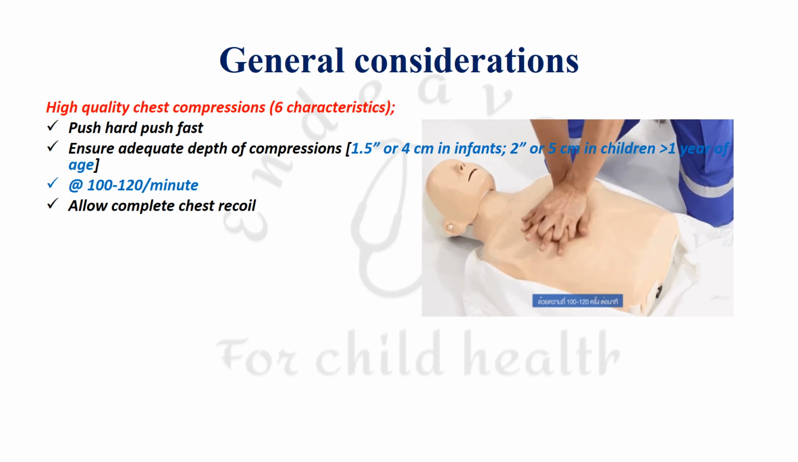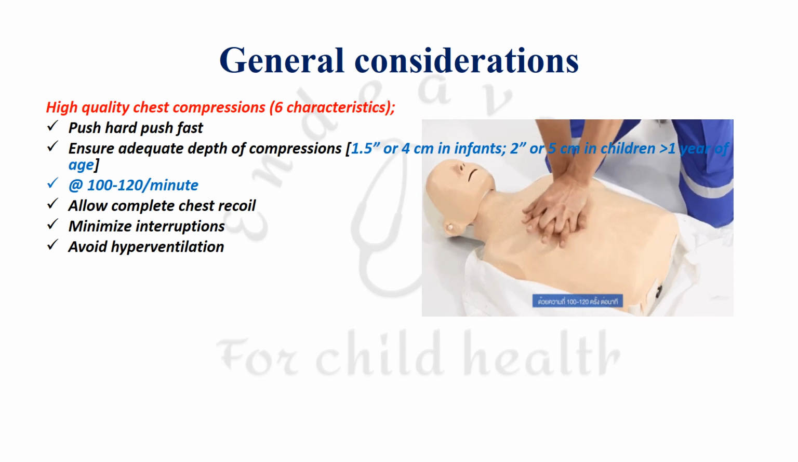The newbies often make mistakes in this. In an attempt to provide 100 to 120 compressions per minute, they just provide these compressions incessantly without allowing complete chest recoil, and this may impair adequate resuscitation of the child. You must minimize interruptions as well. Simultaneously, you must avoid hyperventilation when you are providing rescue breaths along with chest compressions, because hyperventilation will again lead to impaired return of blood to the heart.